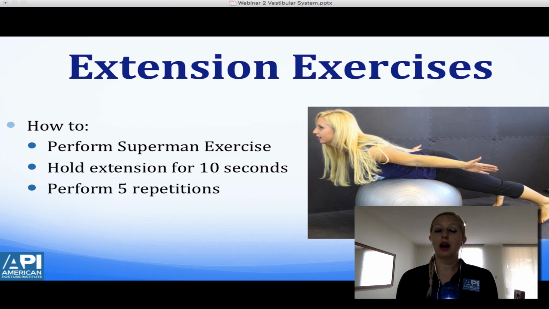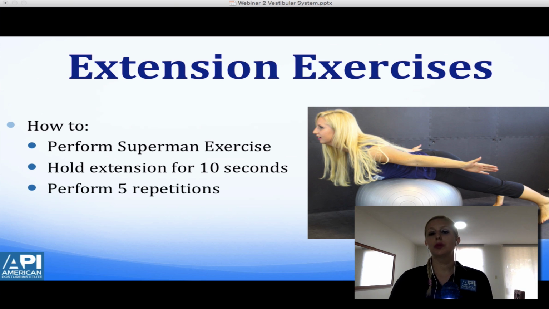And then the next part of the brain-based postural correction series for vestibular training is going to be extension exercises. A lot of your patients are going to be doing extension exercises. If they're seeking out postural correction care, it's very likely that they have a flexor dominant posture presentation. If they have flexor dominance, then we want to bring them into an upright, extended postural design. One of the best exercises that you can have your patients do in office and at home is going to be a Superman exercise.